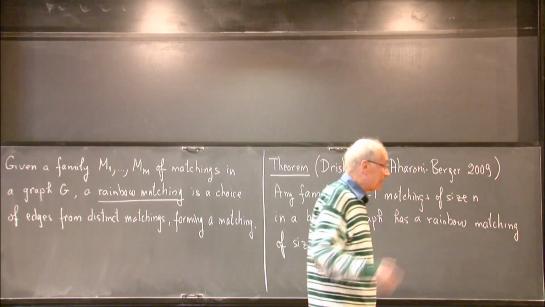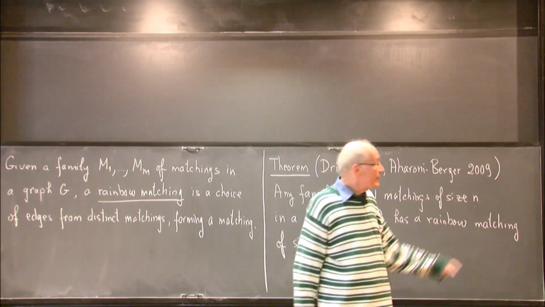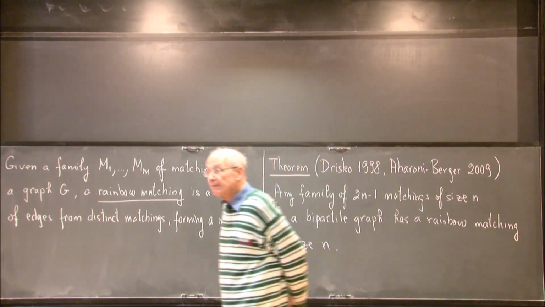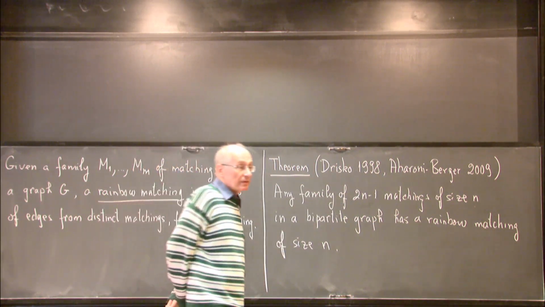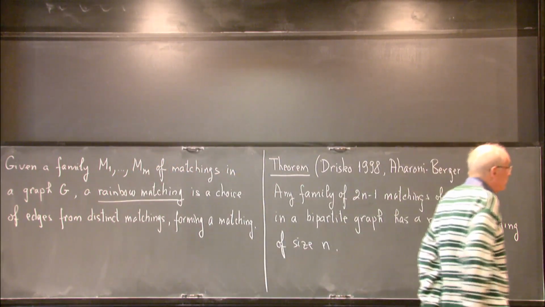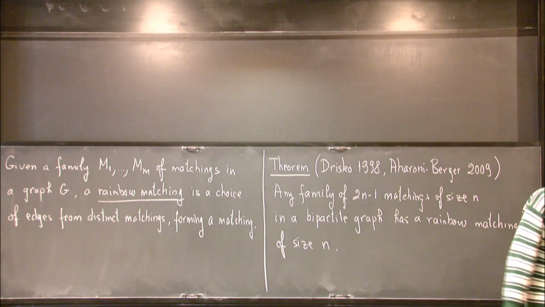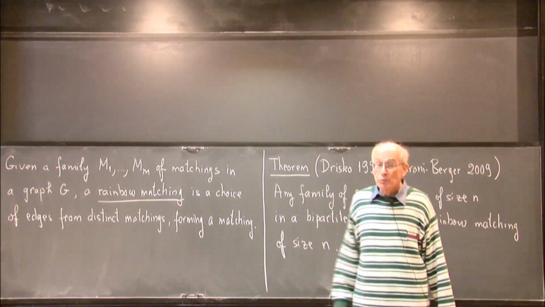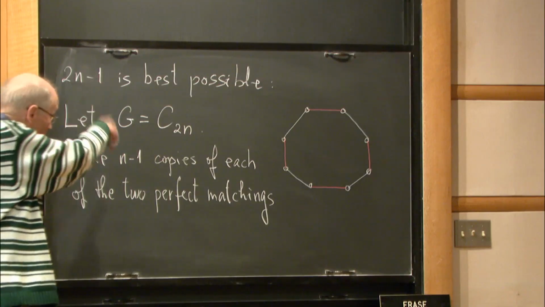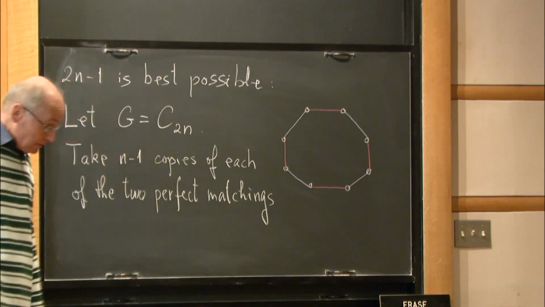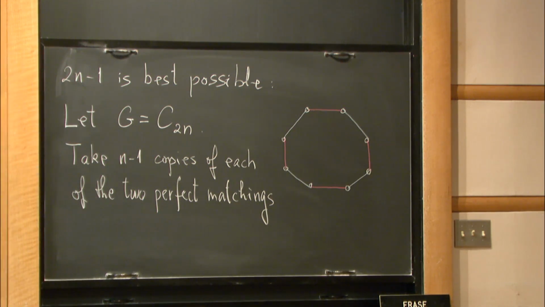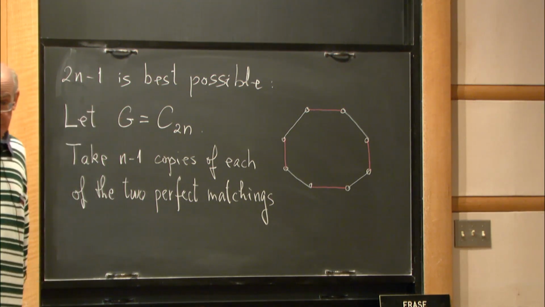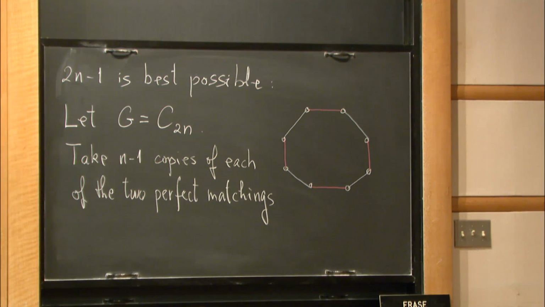Yes, and the example that shows that you need 2n minus 1 is very similar. And actually, Aharoni, Kotler, and Ziv proved that for both Driscoll's theorem and for Erdős-Ginzburg-Ziv, this is the only example. OK, so this is for bipartite graphs.